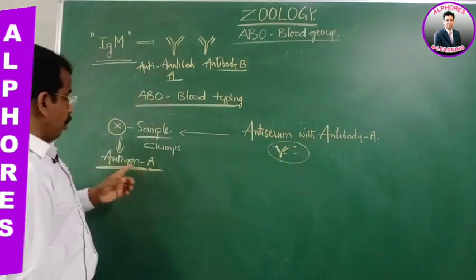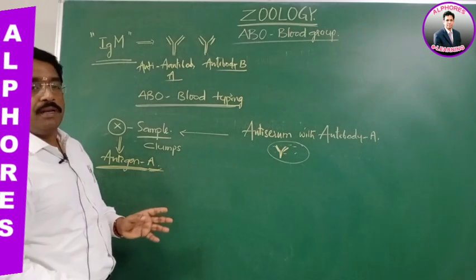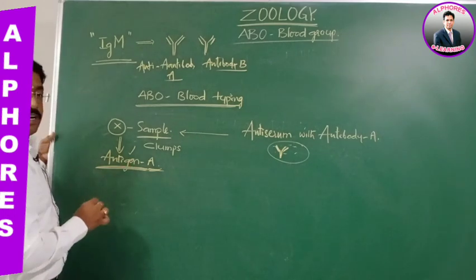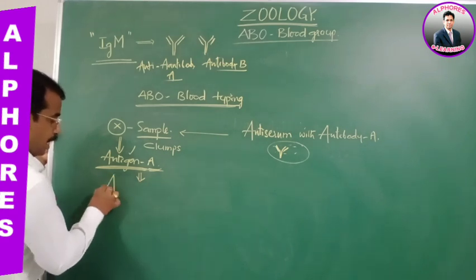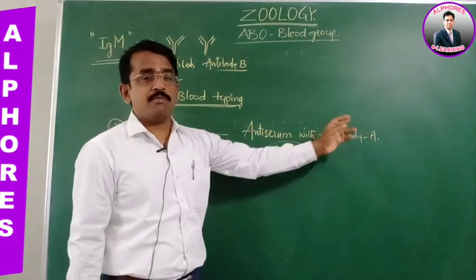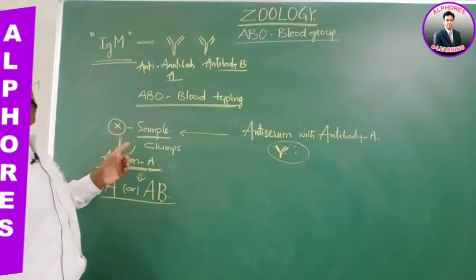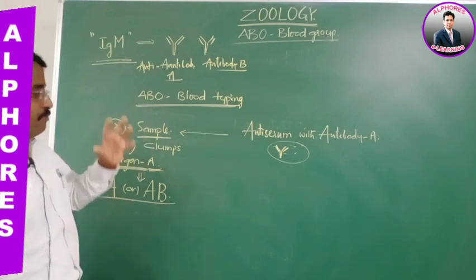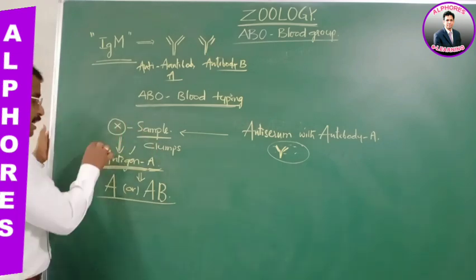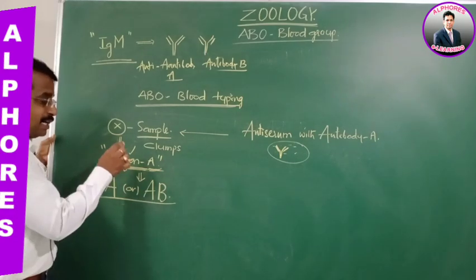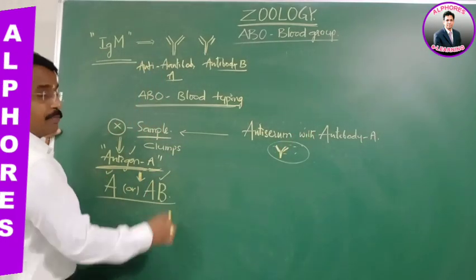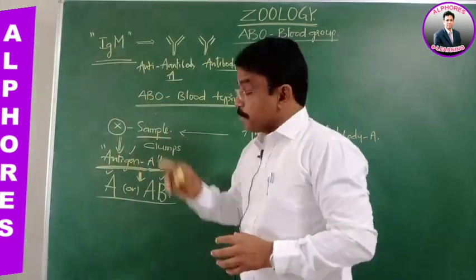So when the antiserum with the antibody A clumps with the unknown sample, it does not undergo clotting until and unless it is with the antigen A. So what do you mean by this? It means this blood group is either A or AB. Is it right or not? Yes. If it clumps, it undergoes agglutination only when it is with the antigen A, and when it is with the antigen A, it clumps with the antibody A. Which means this blood group is either A or AB. This is how we come to know the typing of a blood group.